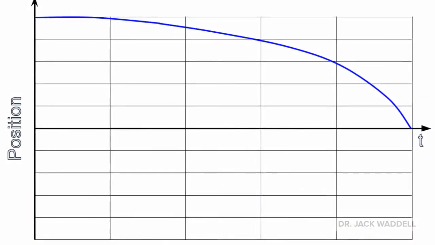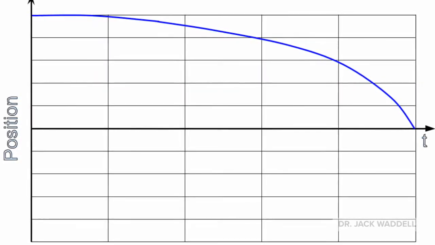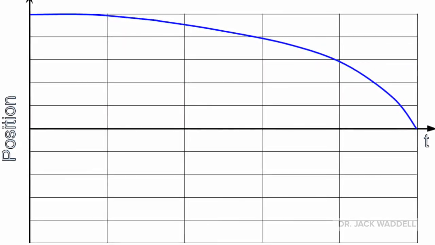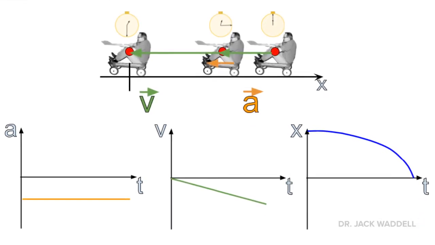For position, we need to be moving towards the negative, which means left, and we need the graph to be getting steeper because that means we're speeding up. And this is what they all look like together at the same time.